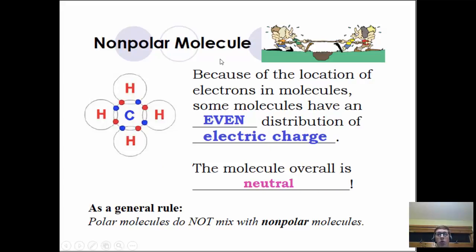There are also nonpolar molecules. These are molecules, these are compounds. Between carbon and hydrogen, they're going to share pretty equally. And because of that, it's distributed very nicely and evenly, and thusly it's nonpolar. And polar molecules don't mix with nonpolar molecules. Polar molecules like polar molecules, nonpolar molecules like nonpolar molecules.